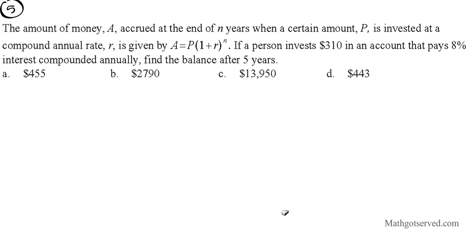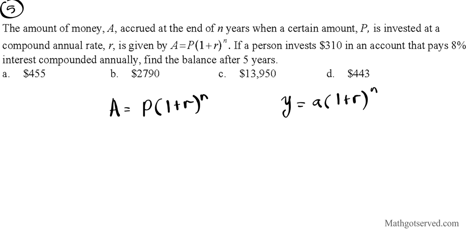All right, so let's go ahead and work this out. We're given the formula, so we're just going to use it. Let's list all the things we need and all the things we know. So we're using the formula A equals P times 1 plus R to the n. Note that this formula is the same thing as Y equals A times 1 plus R to the n. Same formula, okay?